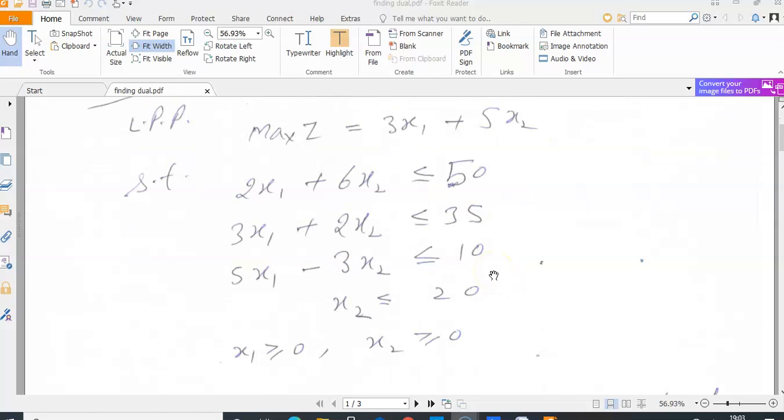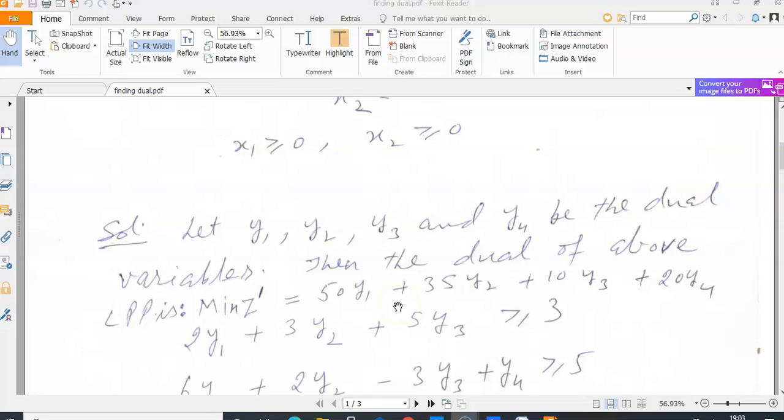So first of all, the first task here is just to define the dual variables. Now how many dual variables will there be? Those will be equal to the number of constraints in the primal. So 1, 2, 3, 4: 4 constraints. There will be 4 variables. So let y1, y2, y3 and y4 be the dual variables.